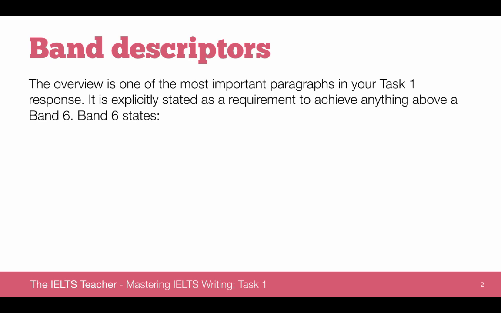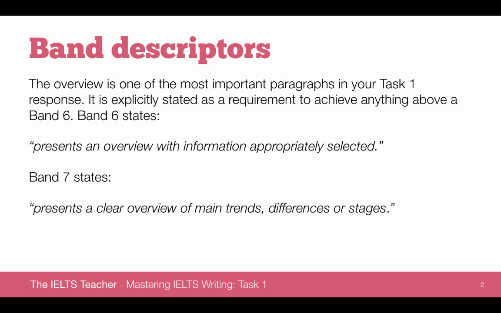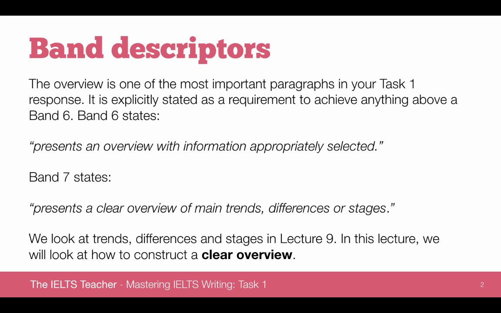In fact, the requirement for Band 6 states that the writer must present an overview with information appropriately selected. Band 5 actually states that there may be no clear overview. So in order to secure at least a Band 6, you need to present an overview. In order to secure a Band 7, you must present a clear overview of main trends, differences or stages. Now in a previous lecture, in Lecture 9, we would have looked at how to identify and discuss trends, differences and stages. That's something that you can check out once the video course is released. But in this lecture, we're just going to look at how to construct a clear overview. Let's get started.